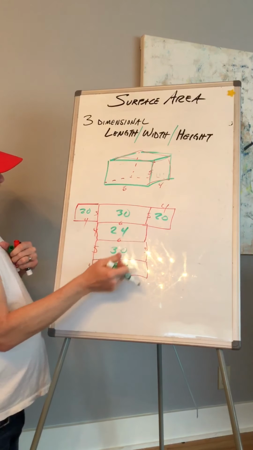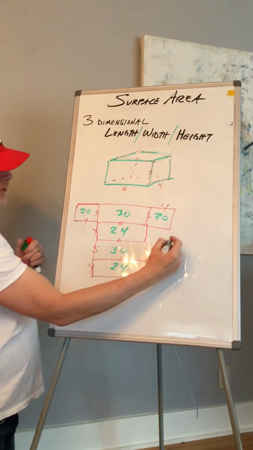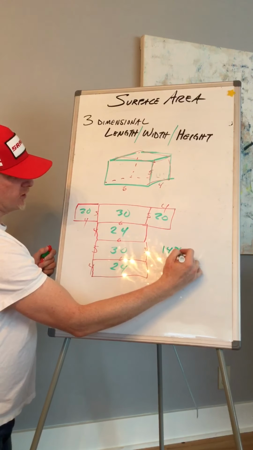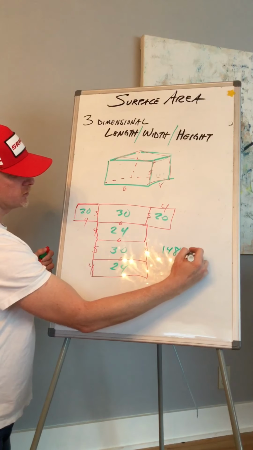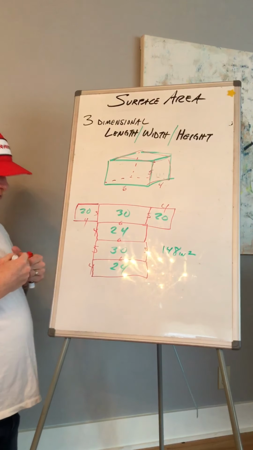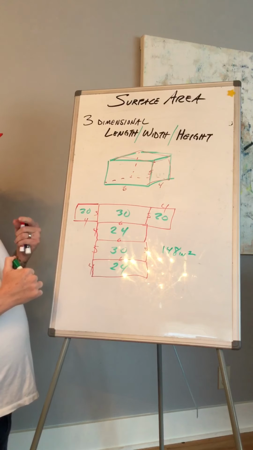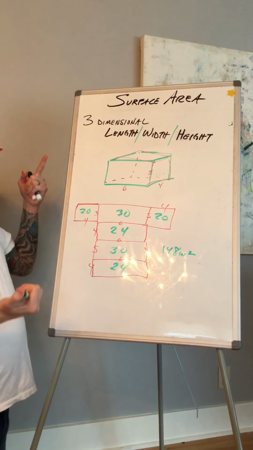That would be 60, 100, 148 inches squared. So once again, just a refresher on surface area of three-dimensional objects.